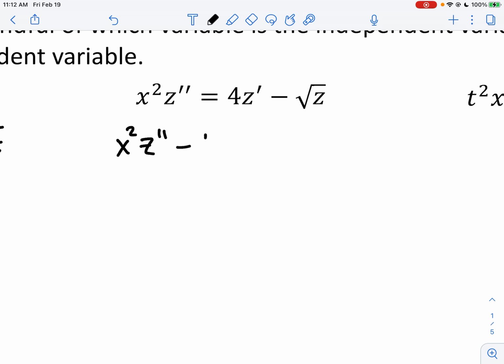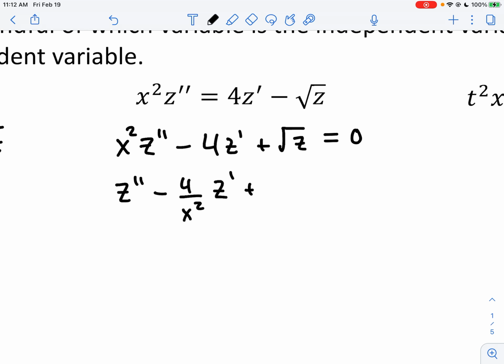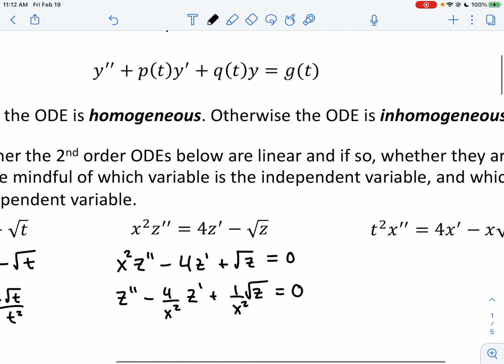Let's minus the 4z prime over, and then add the square root of z, and then that leaves a 0 on this side. And next thing I would do is divide everything by x squared to get z double prime isolated. I'll put a 1 over x squared in front of this z, square root of z, and dividing 0 by x squared just stays 0. So it looks pretty close to being the correct form.